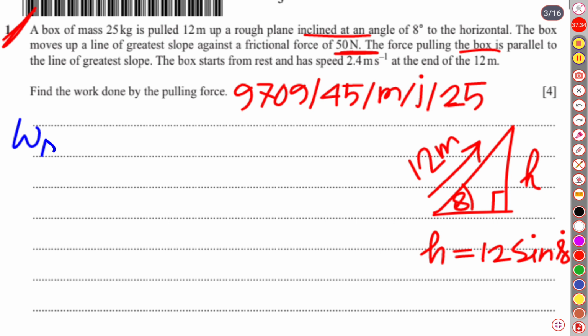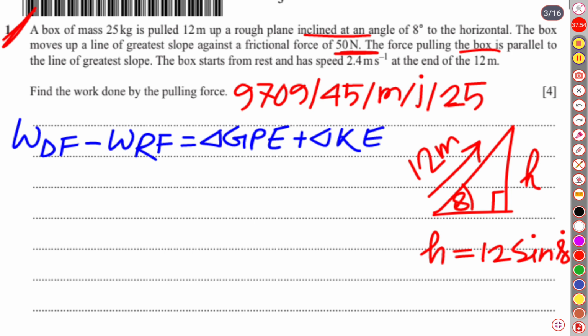Work done by driving force minus work done by resistance to motion is equal to change in GPE as well as change in KE. So work done in favor of driving force is to be obtained, so let it remain unchanged. Work done by driving force minus work done by resistance to motion.